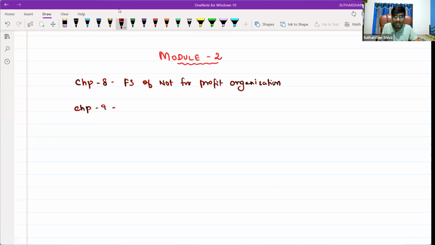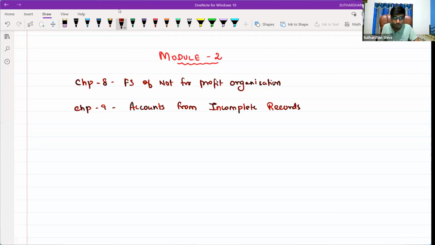In chapter number 9, it's a new chapter which they have inserted, that is accounts from incomplete records, popularly known as the single entry system. Previously, it was in the intermediate syllabus. In the new syllabus, they have inserted it in the foundation level. The foundation curriculum was already a lengthier one. Now they have put together some new insertions in the foundation level, so it will become a little lengthier paper also.